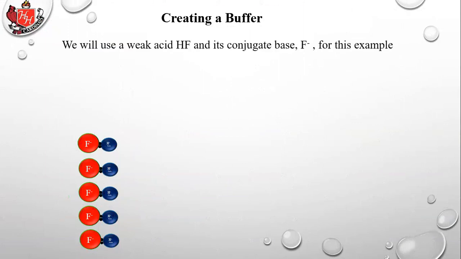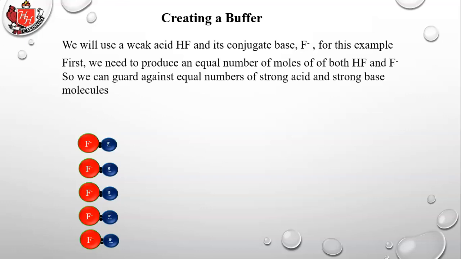So we will use a weak acid, hydrofluoric acid, and its conjugate base, the fluoride ion. So that's going to create our buffer. The hydrofluoric acid is going to guard against base invaders coming into the solution, and the fluoride, the F minus, is going to accept protons from acids, so it's going to protect against acid invaders coming into our solution and changing the pH. So first, we need to produce an equal number of moles of hydrofluoric acid and fluoride ions, so we can guard against equal numbers of strong acid and strong base. So you want an equal number of molecules or moles of the hydrofluoric acid and the fluoride ion.